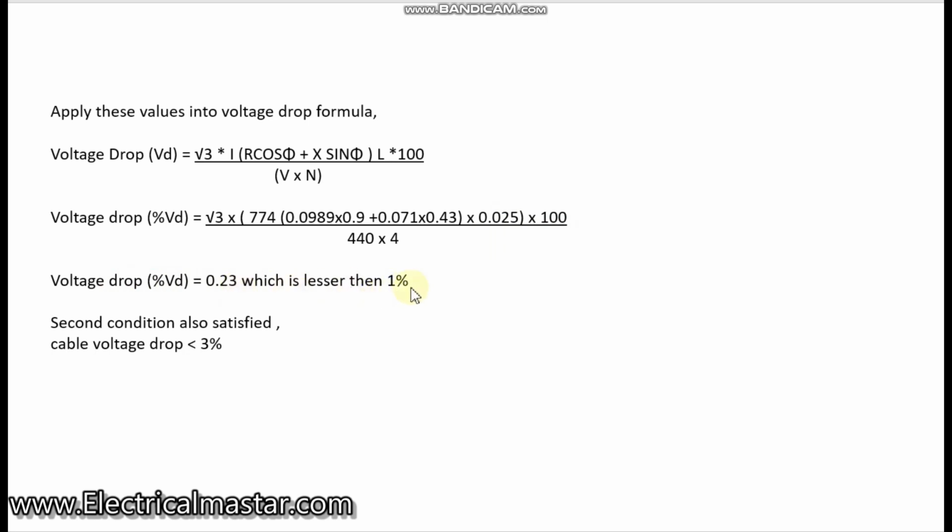As per the IEC standard, the voltage drop should be lesser than 3%. So it is more than sufficient. Only 1% came, so the voltage drop is also acceptable. So the second condition is also satisfied.